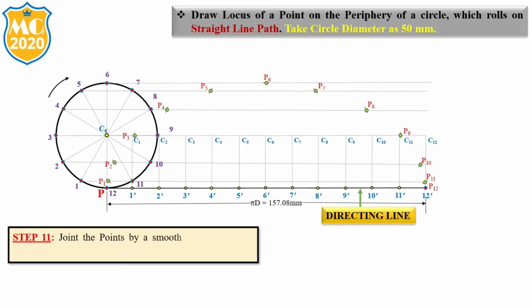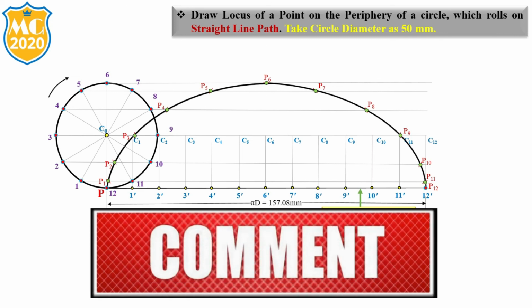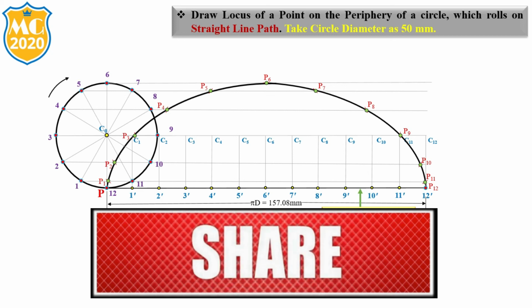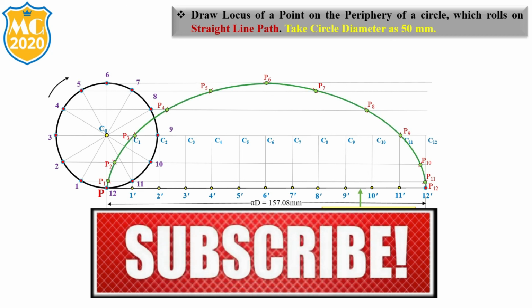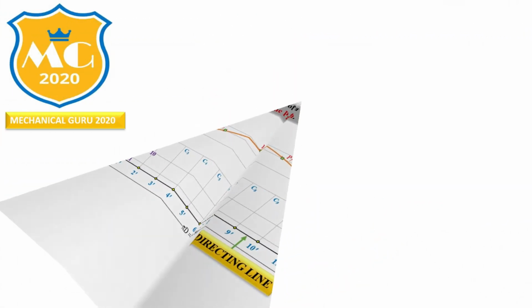Now step number 11. Now all the points from P1 to P12, just join all the points with a smooth curve to make the required cycloid. Okay, so this is the cycloid. Okay, it's a very simple example.